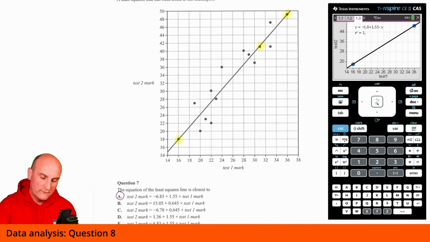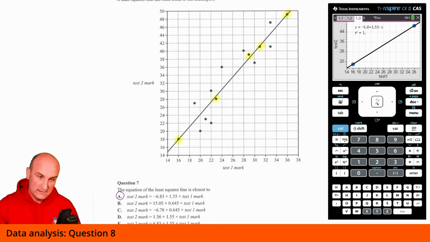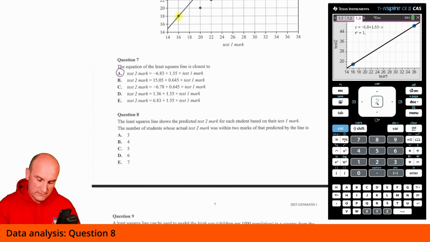This one here is obviously within 2 marks, that one there. And there was another one, which is that one there. I think when you do the rest of them and look for how many squares they are away from the line, they're way above 2. So I got 1, 2, 3, 4, 5. And so in that situation, I thought 5 was the correct answer.